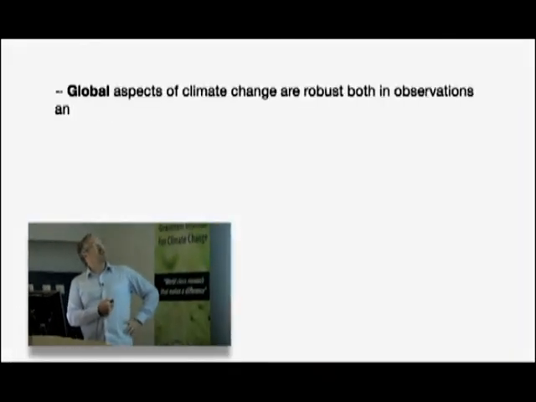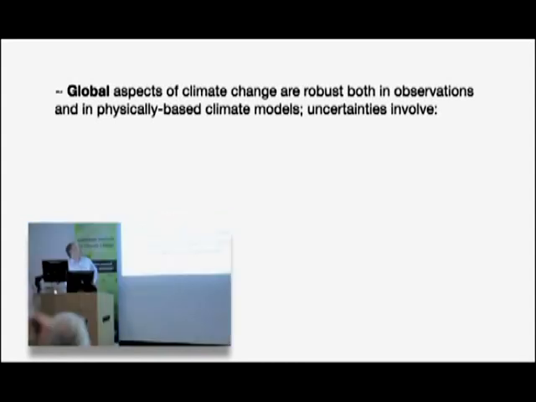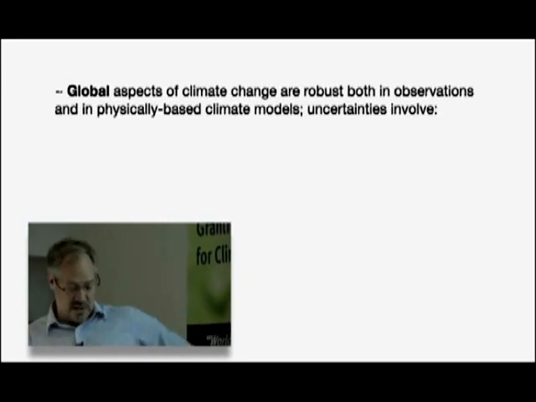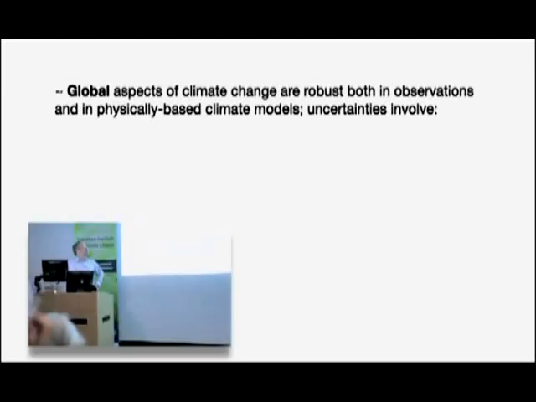So the first thing is, if you consider global aspects of climate change, like surface temperature and so on, these are robust, both in the observations, robust meaning that it doesn't really matter which data set you use or how you analyze it, you're always going to get the same outcome, and in climate models. I will emphasize what I call physically based climate models. When we talk about climate models, we usually mean models based on the laws of physics, Newton's law, the first law of thermodynamics, and so on. These are the foundation of our understanding.